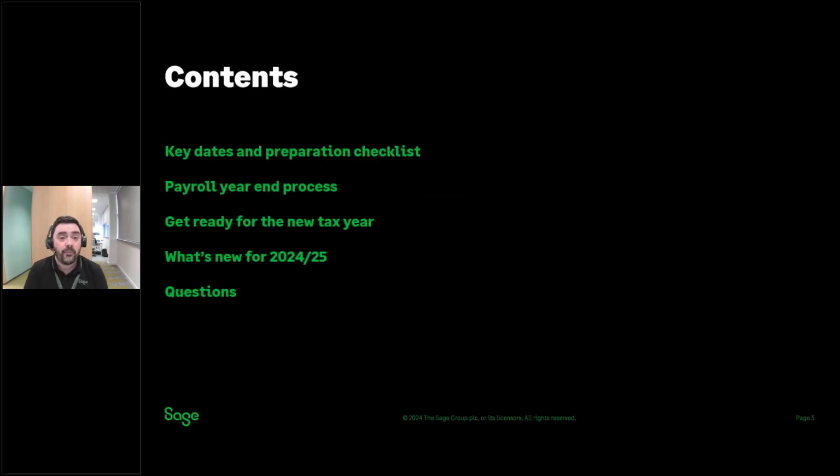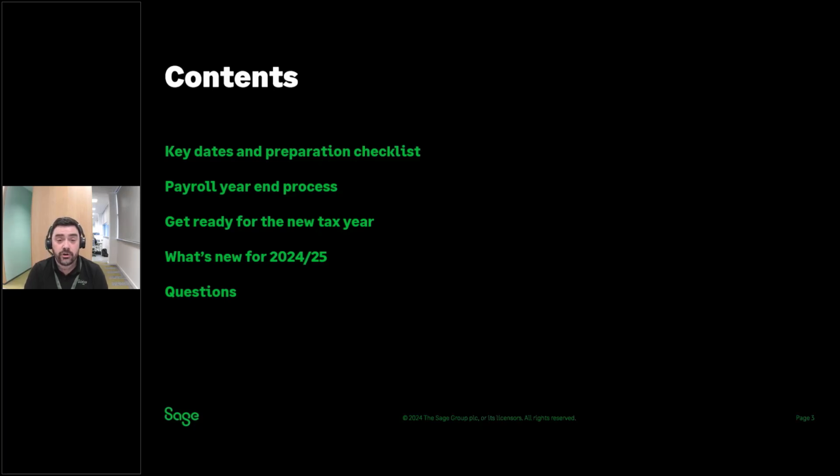Let's now take a look at what we're going to cover in the webinar. I'm going to start things off with an introduction to your payroll year-end key dates, and then I'm going to give you a reminder of the preparation checklist that we ran through in part 1. We'll then hand over to Alice, who's going to give us a demo of the full payroll year-end process, including the final submission of the year and producing those P60s.